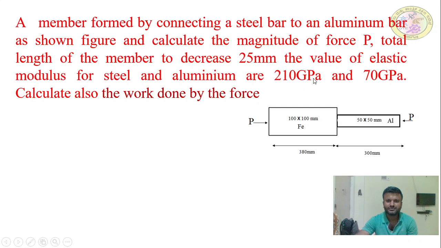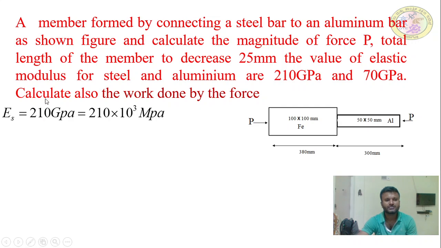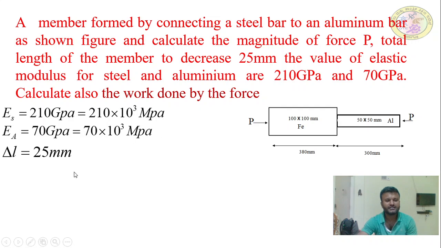Elastic modulus E of 210 GPa is nothing but 2.1 into 10 to the power of 5 Newton per mm square, since we are keeping all the units in Newton and mm. Aluminium is 70 GPa. ES is given as 2.1 into 10 to the power of 5 Newton per mm square, and EA, the modulus of elasticity of aluminium, is 70 into 10 to the power of 3 MPa. MPa is megapascal. Instead of gigapascal, they are keeping it in megapascal. Then delta L is given as a total of 25 mm.